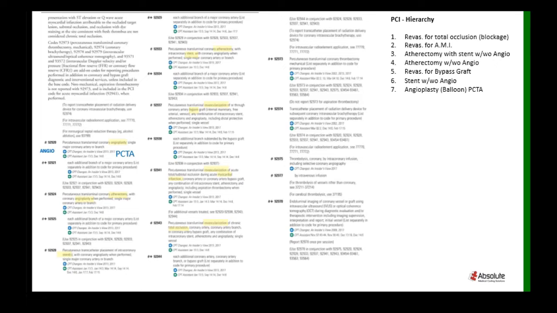Okay, coders, let's get down to business. 92920, this is the code for angioplasty. 92924, this is the code for atherectomy. 92928, this is the code for stents. 92933, this is the code for atherectomy and stents. 92934, this is the code for revascularization within a bypass graft. 92941, this is revascularization with an acute myocardial infarction.